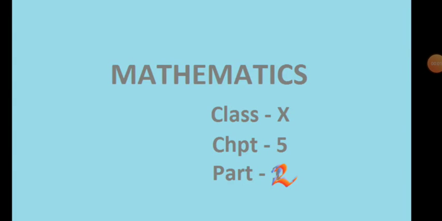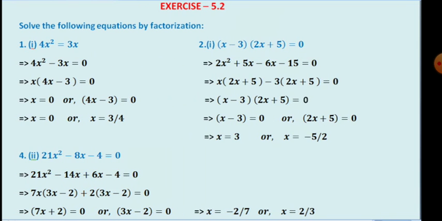This is part 2 of chapter 5, that is quadratic equations in one variable. And today we are going to solve exercise 5.2. Here in this exercise we have to solve the following equations by factorization. So the first question is 4x squared equals 3x.